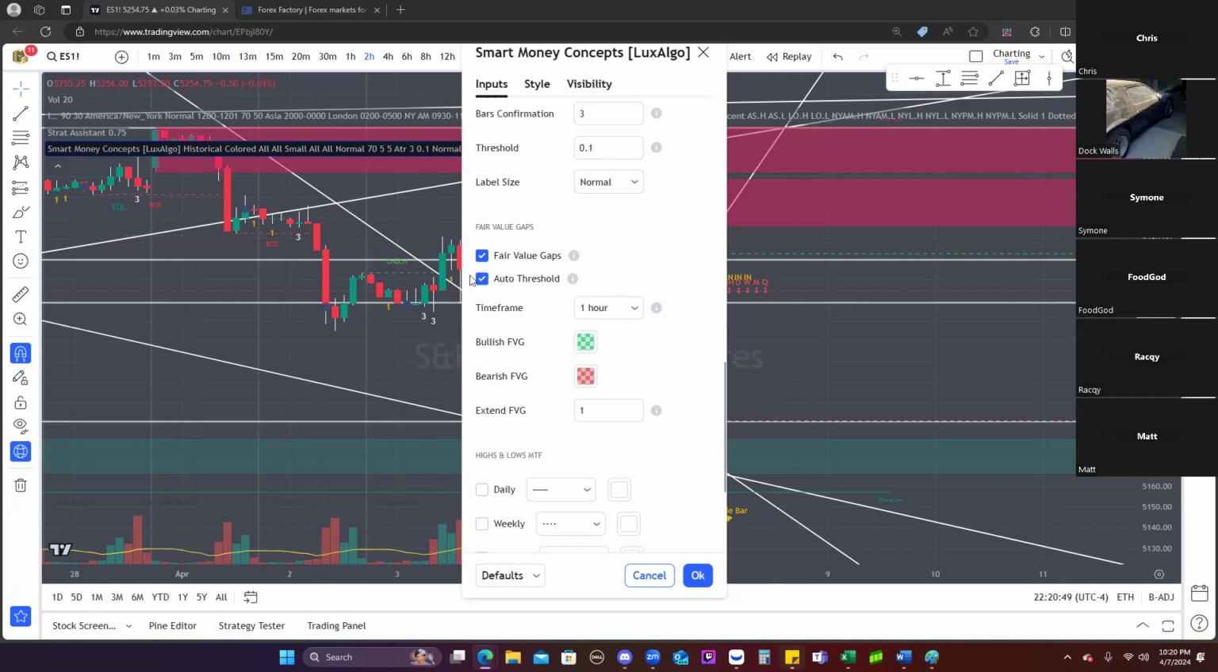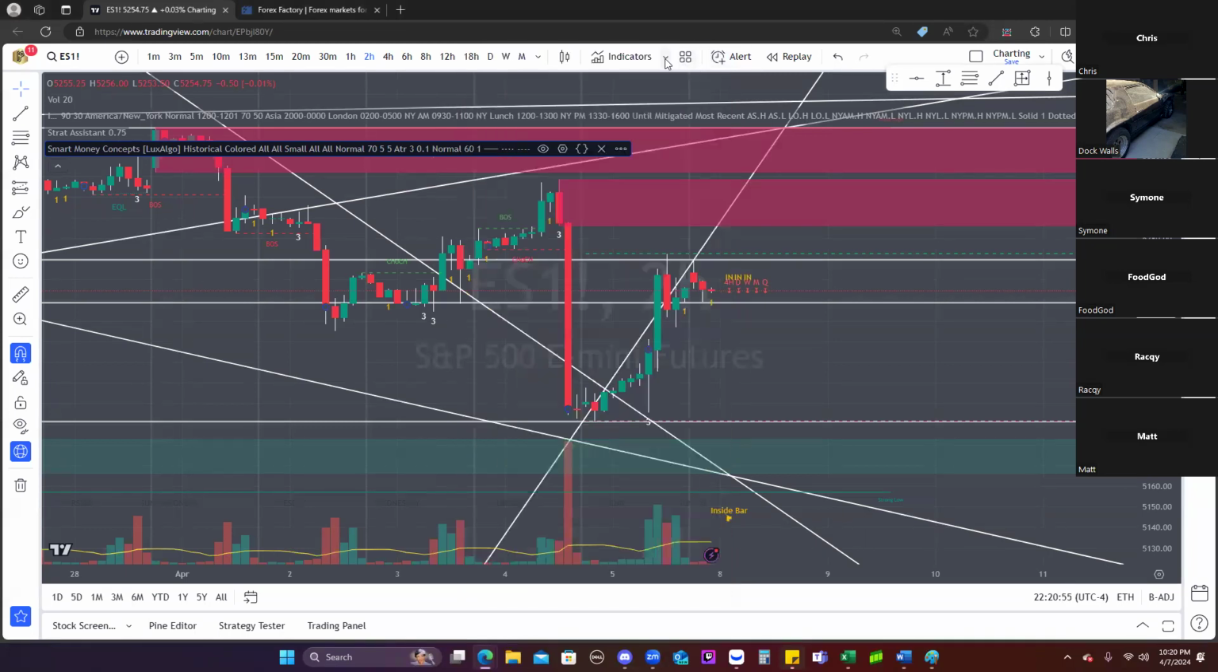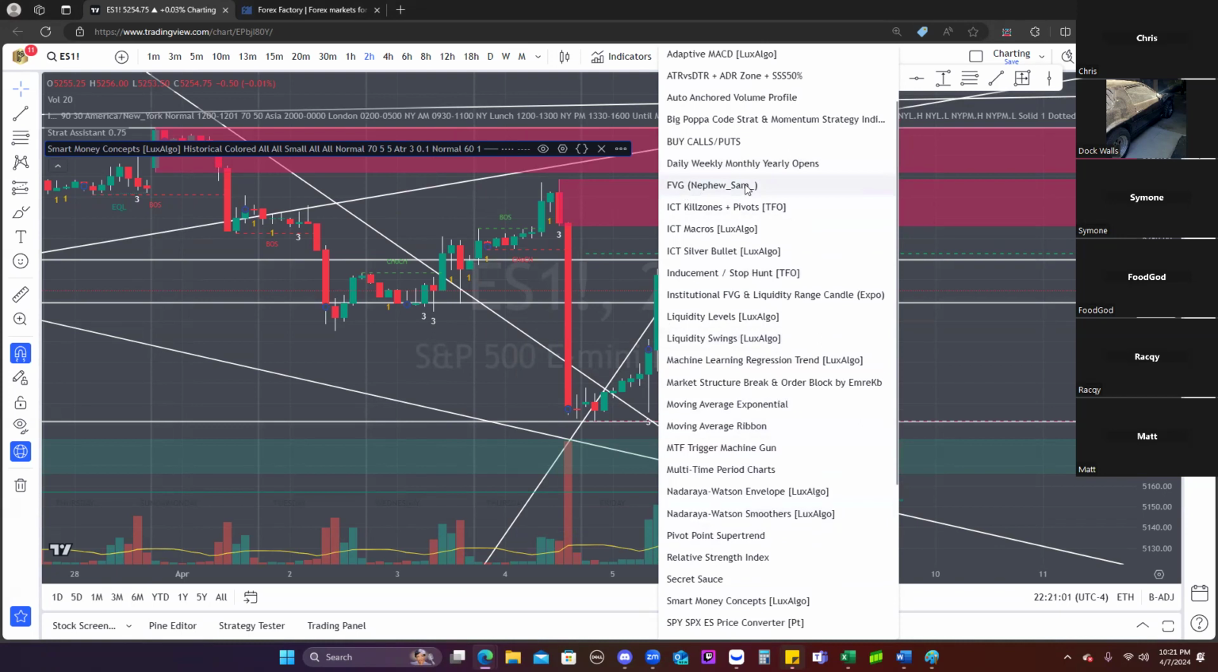But fair value gaps, the other indicator that I like if you don't want to deal with all of these things on your chart, is Nephew Sam. This is probably one of my favorites. Fair Value Gaps by Nephew Sam was very instrumental in helping me learn how to study fair value gaps, because I know several beginners had made mention of that.